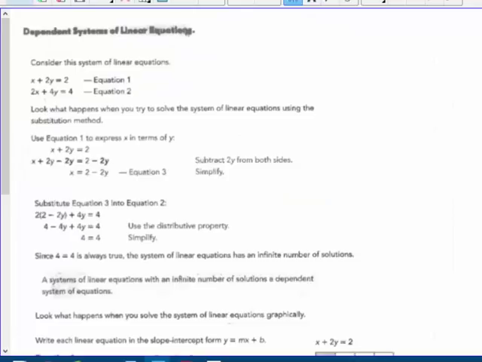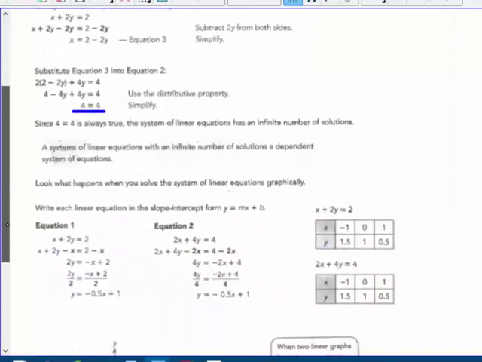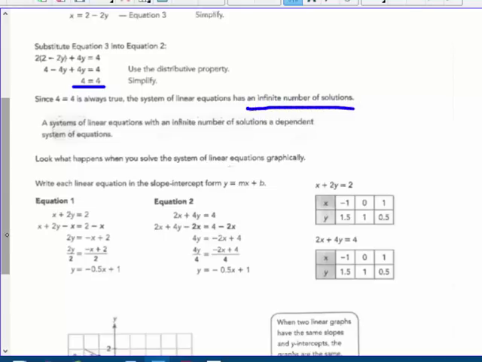Next page. Consider the system of linear equations x plus 2y equals 2 and 2x plus 4y equals 4. When you substitute and do everything, look at that, we get 4 equals 4. I can see that the top equation times 2 is going to give me the bottom equation. They are multiples of each other, so they are going to have an infinite number of solutions. They are a dependent system of equations.